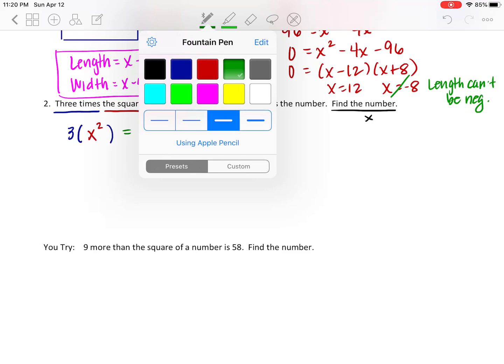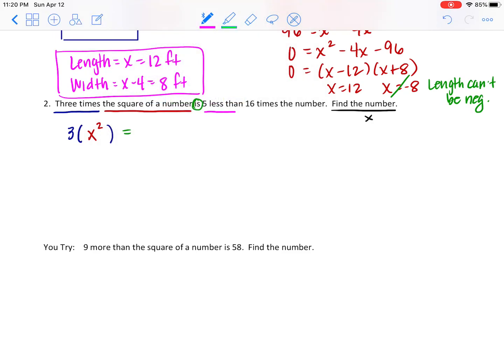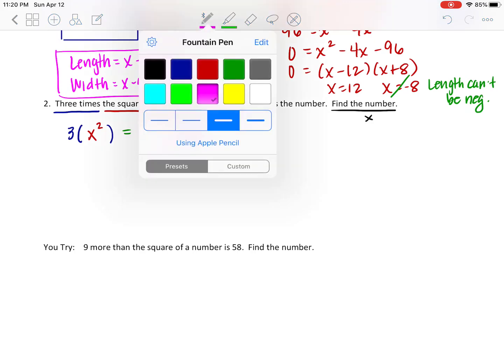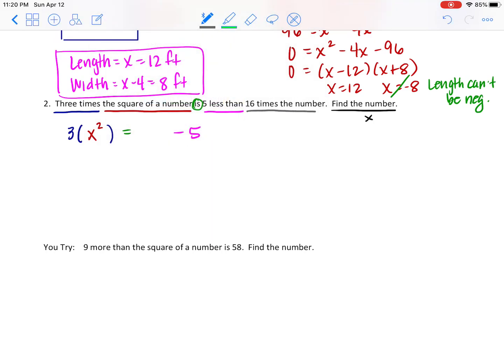And then we have 5 less than. 5 less than means take 5 away from something. Just gotta figure out what that something is. And that something is 16 times the number. So 16 times the number would be 16x. Again, 5 less means take 5 away. So our equation is 3x squared equal to 16x minus 5.